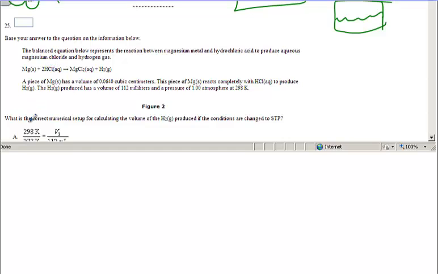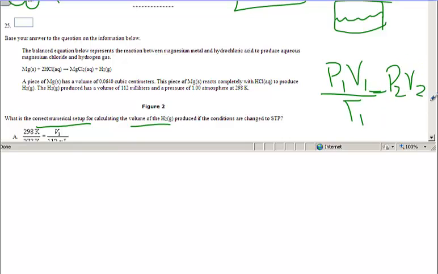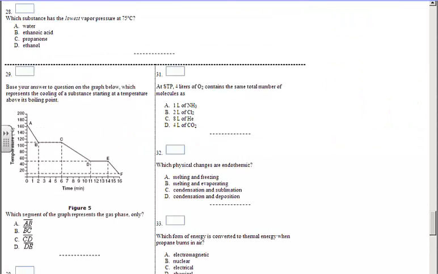And this question here, again, correct numerical setup for calculating volume, same idea, okay? P1 V1 over T1, P2 V2 over T2, okay? And you could do that on your own. Which substance has the lowest vapor pressure at 75 degrees? This you need to look at table H.